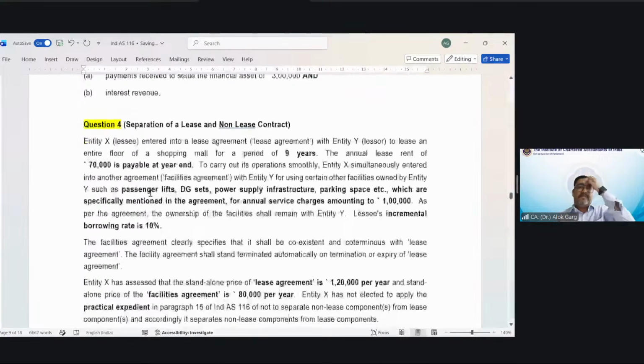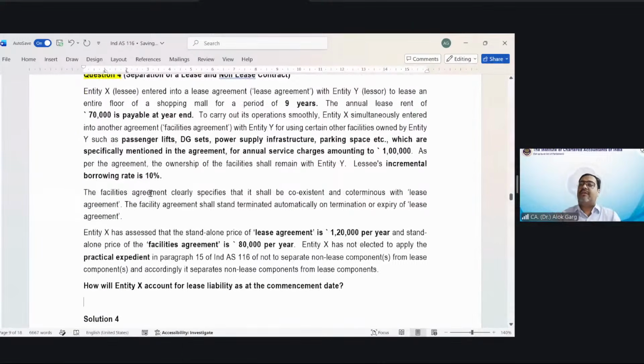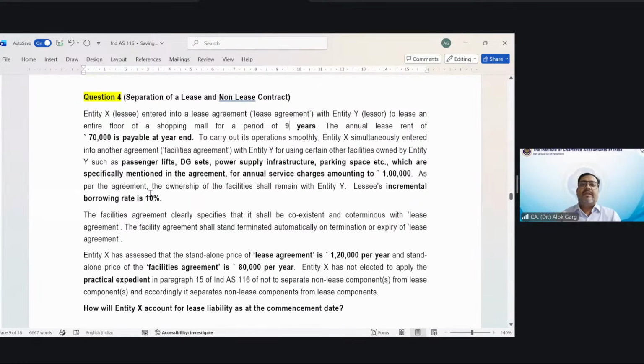Let me read the question first, then I'll cover the concept and then I'll solve this question. Entity X, a lessee, entered into a lease contract with entity Y, a lessor, to lease an entire floor of a shopping mall for a period of 9 years. The annual lease rental of 70,000 is payable at year end, not beginning, end. To carry out its operation smoothly, entity X simultaneously entered into another agreement, a facility agreement.